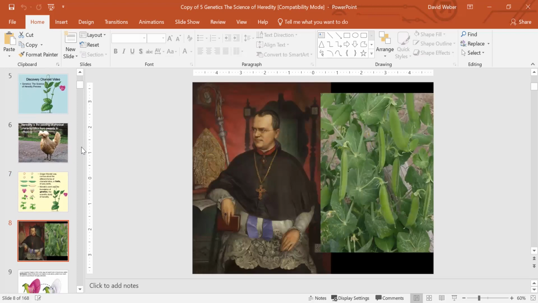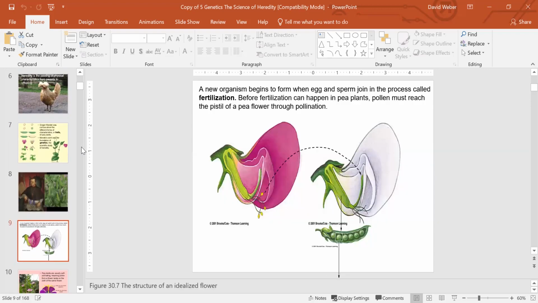So here's a picture of Gregory Mendel. Yes, he was a man of God, which is actually pretty interesting. We'll get into that later. But here's pea pods. Okay, write this one down.